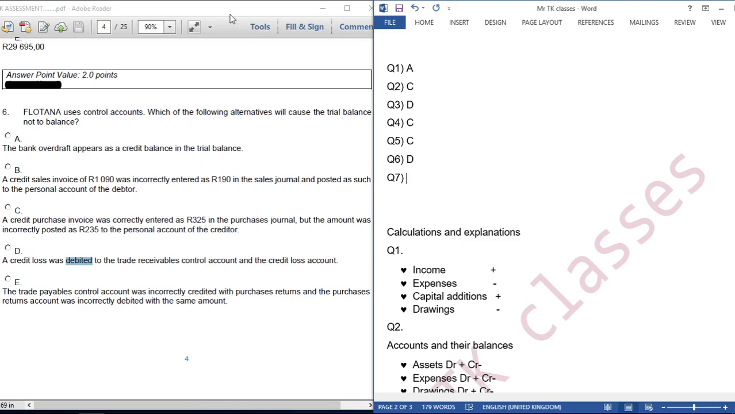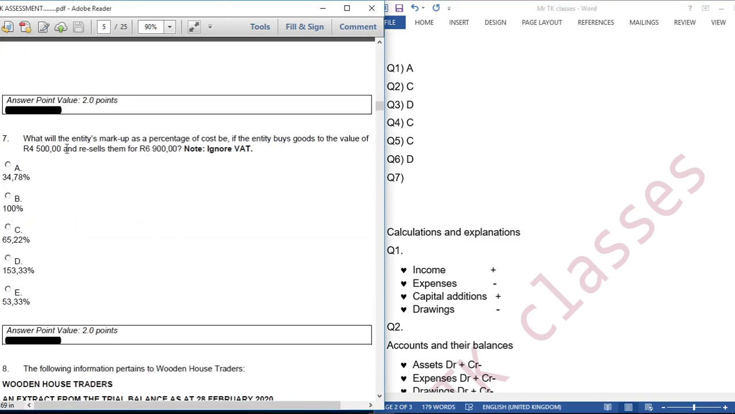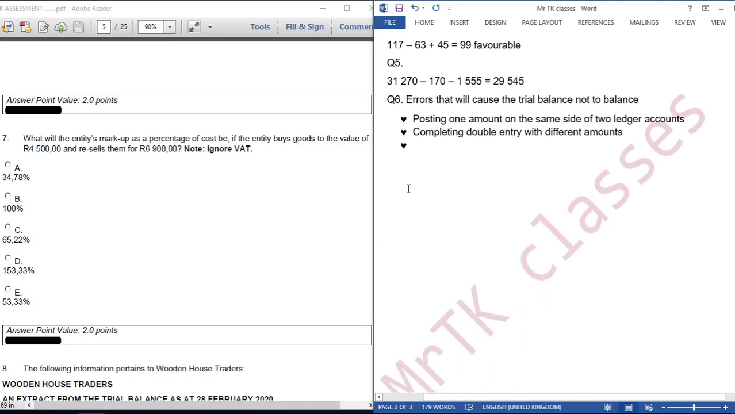Let us move to question 7. What will be the entity's markup as a percentage of cost if the entity buys goods to the value of 4,500 and resells them for 6,900? Ignore VAT. All right, under question 7, I'm going to write one statement which is going to guide us.